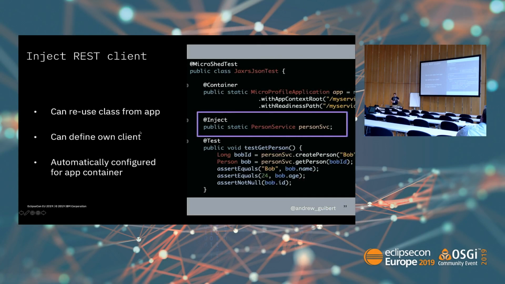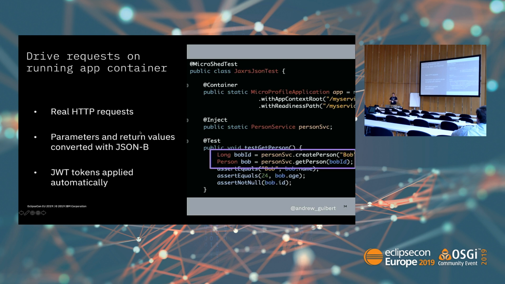The next thing from the slide earlier, the person service that you saw within the application, MicroShed Testing can actually generate a REST client proxy for that class. So when you write your test and you invoke methods like createPerson, it looks like a regular Java invocation, but actually what's happening is MicroShed Testing is taking that Java method call, translating it to an HTTP request, firing it off to the container, and then getting the response back and potentially parsing that JSON response as a plain old Java object using libraries like JSON binding, which is part of Jakarta EE.